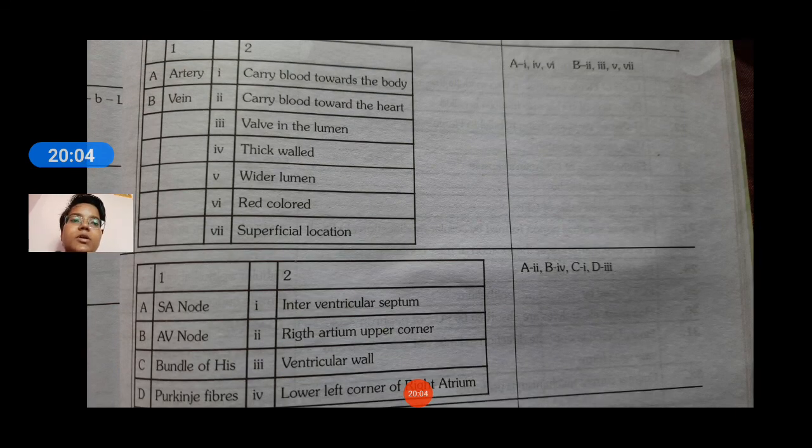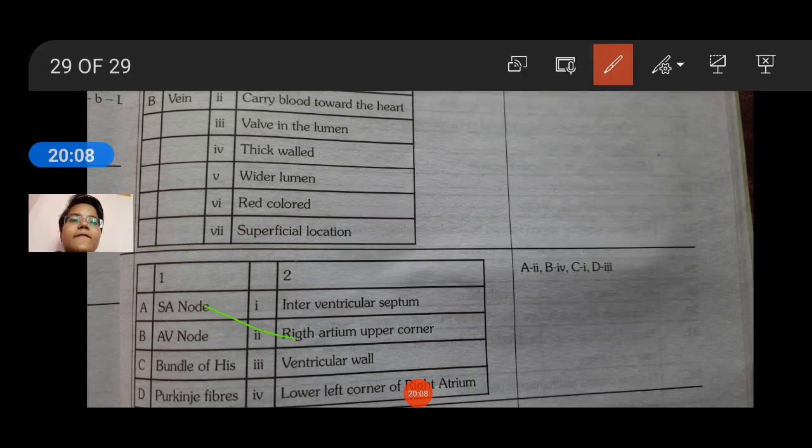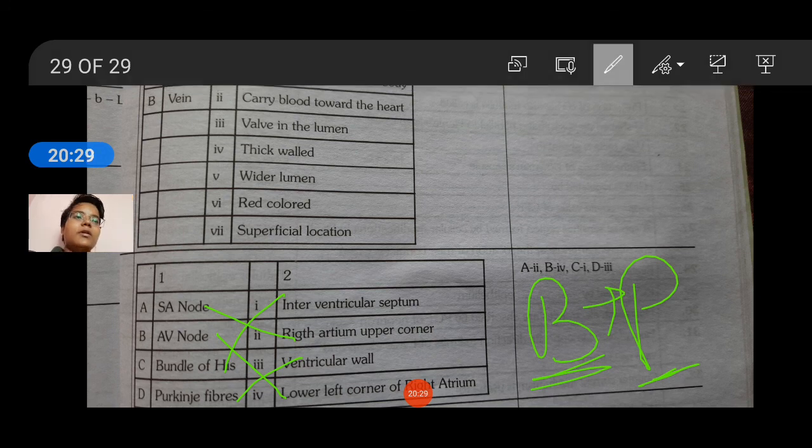SA node is in the right atrium upper corner. AV node is in the lower left corner of the right atrium. Bundle of His is in the interventricular septum, and Purkinje fibers are in the ventricular walls. BP, you have to learn: bundle of His and then Purkinje fiber.